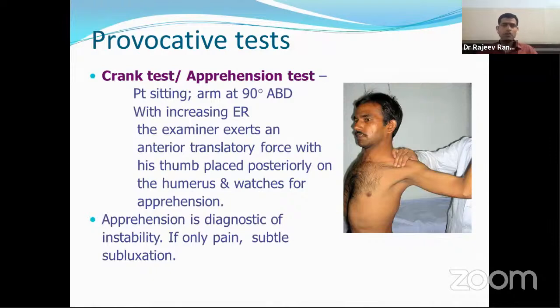So coming to the clinical test, the provocative test, that is the crank test or apprehension test, is performed in the sitting position at 90-degree abduction of the shoulder and 90-degree flexion at the elbow. With increasing external rotation, the examiner exerts anteriorly translatory force from the posterior side and watches for apprehension. If the apprehension is present, it's diagnostic of the instability, but if only the pain is present, it indicates that there is only subtle subluxation.